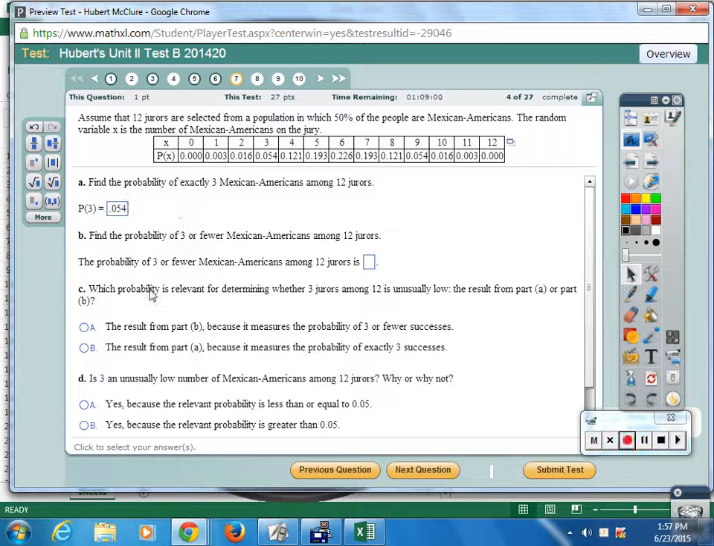Okay, 3 or fewer. That means 3 is the highest number, right? So that means 0, 1, 2, 3. So let's do this. Okay, 5 cents plus 1 cent is 6 cents. Plus this, that's 7 cents. So that's going to be 0.073. I got 0.073.